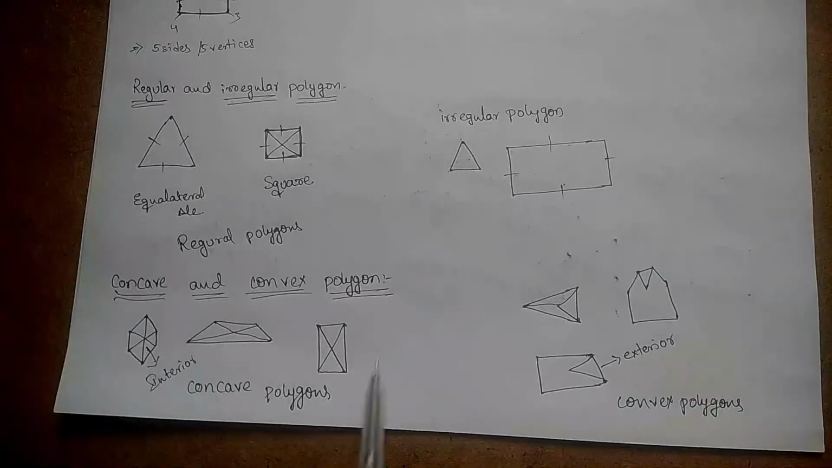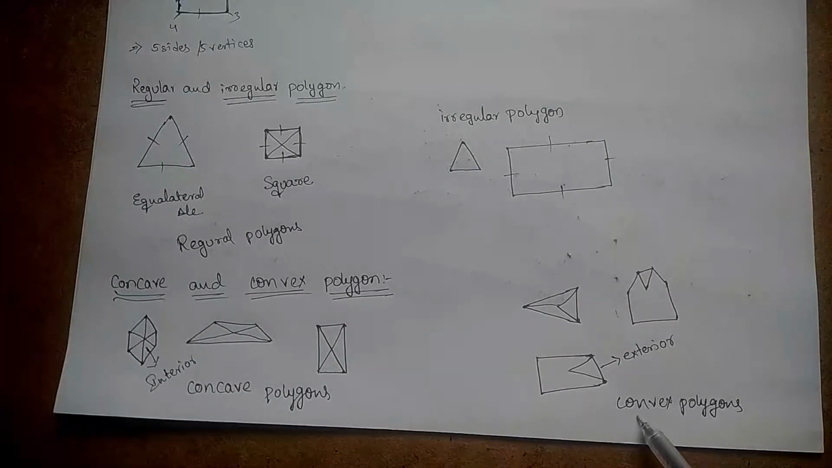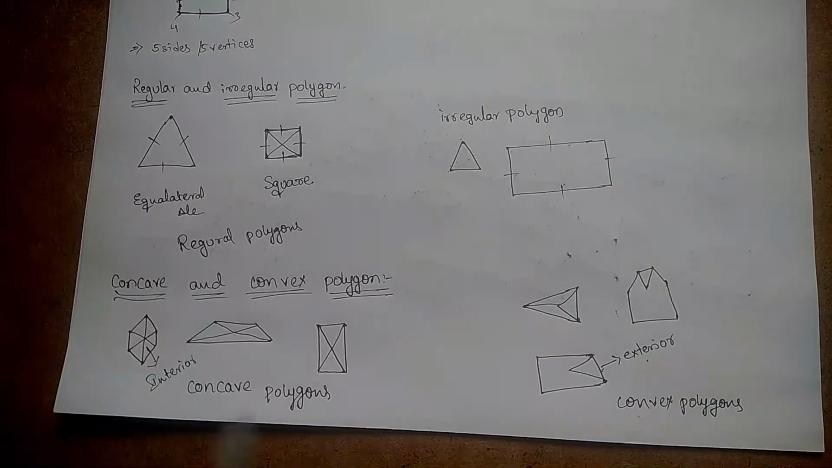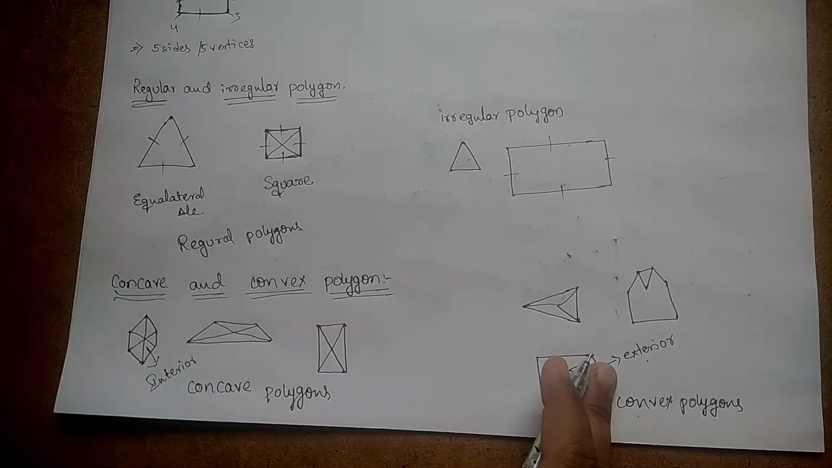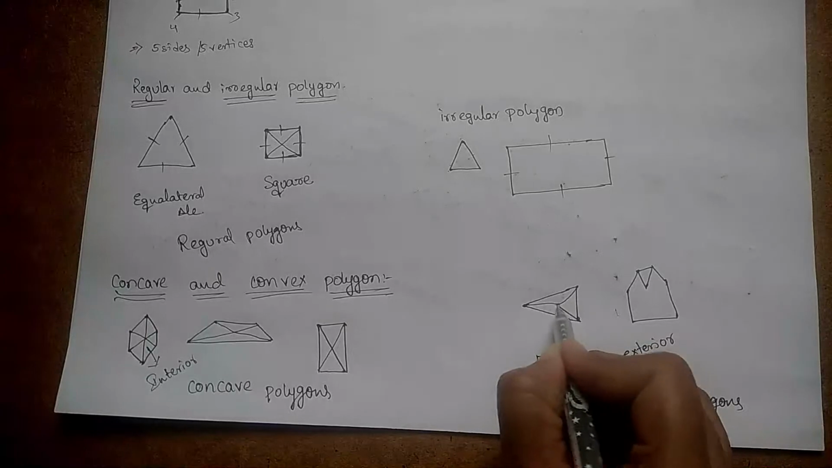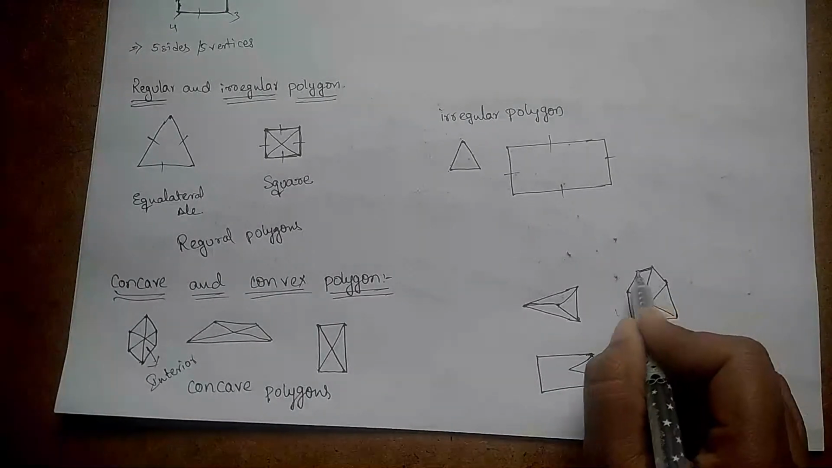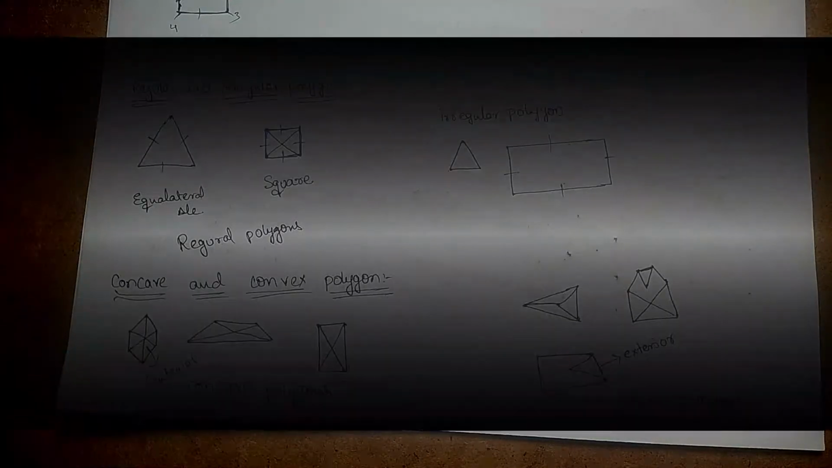So in these polygons, we can say easily that convex polygons have no portions of their diagonals in their exterior. See here, these are convex. Here their diagonals are in the exterior. So we can conclude that convex polygons have interior diagonals, but concave polygons have exterior diagonals also. So this is about concave polygons and convex polygons. Next.